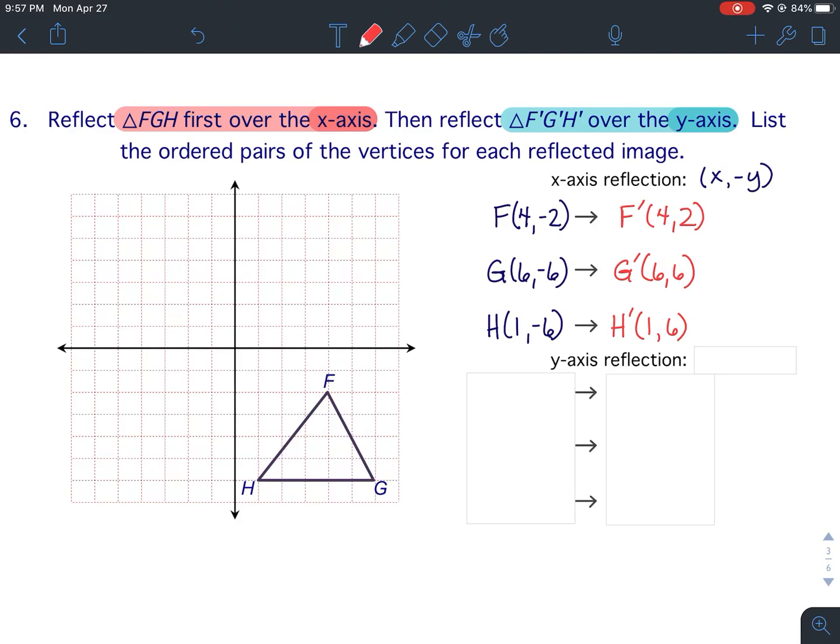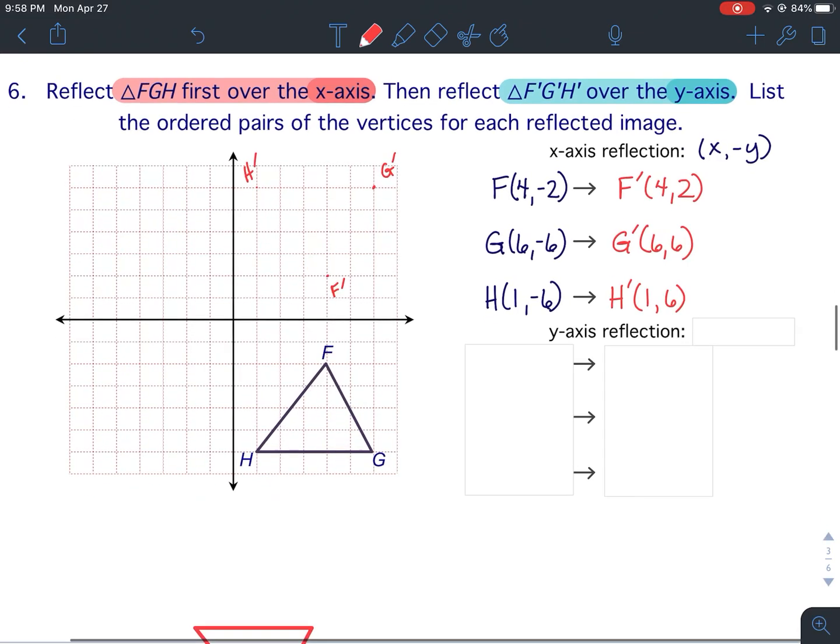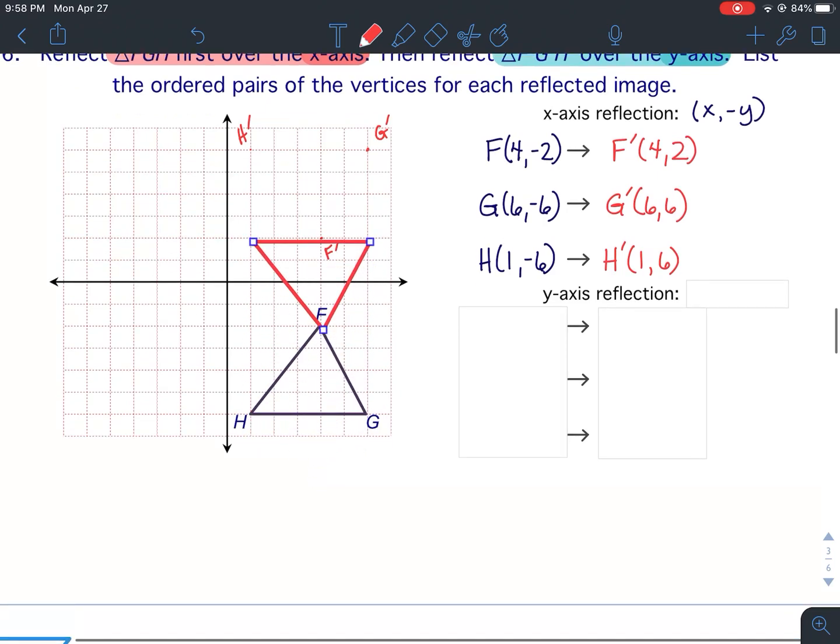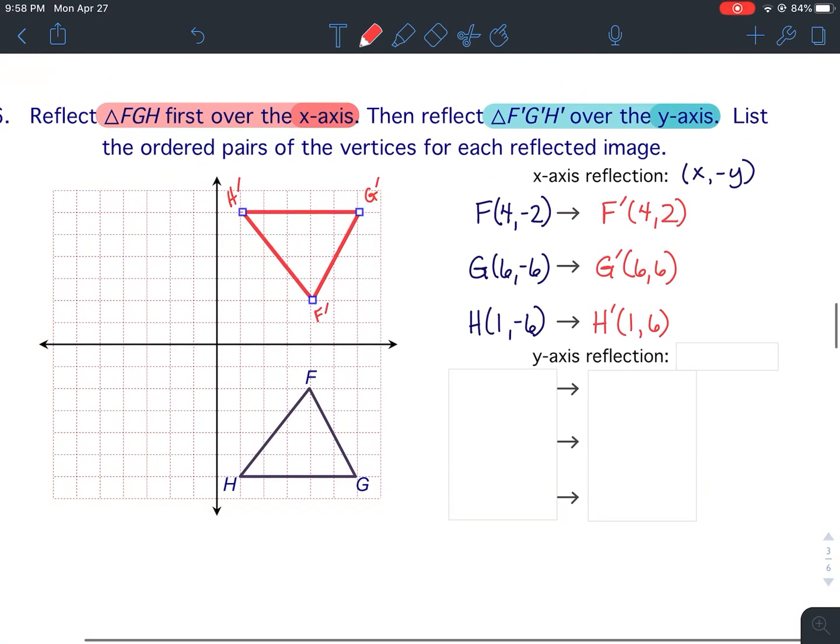Okay, time to graph this. So F prime is at 4, 2. To the right 4 and up 2 is F prime. G prime is 6, 6. To the right 6 and up 6 is G prime. H prime is at 1, 6. To the right 1 and up 6. And that is H prime. I cheated a little bit. So there is F prime, G prime, H prime. Pause your video and get that graphed.